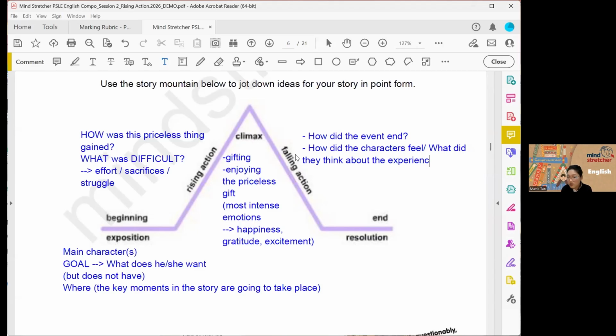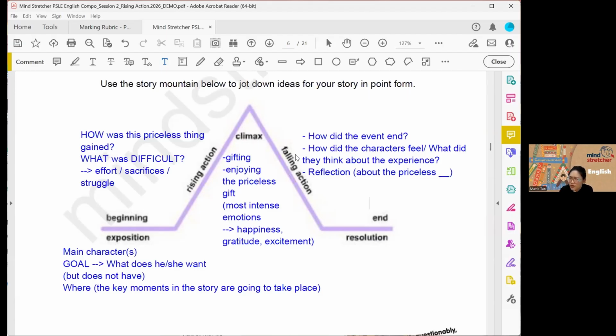And also around this point, you start to see that it looks like we are moving into reflection. You're right, okay? So what did they think about the experience? Then it will very naturally move into reflection. But reflection about the priceless thing, whatever it is in your composition. Okay, so we are tying up any loose ends.